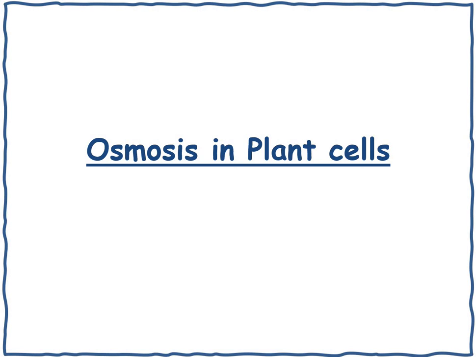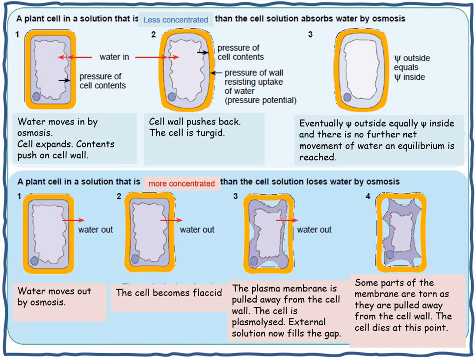Now, plant cells have a different response because of the fact they have a cell wall. So a plant cell that is placed in a less concentrated solution, a hypotonic solution, so like a dilute watery solution, what will happen is water will move in by osmosis and the cell will expand, the vacuole will expand, and the contents will push on the cell wall.